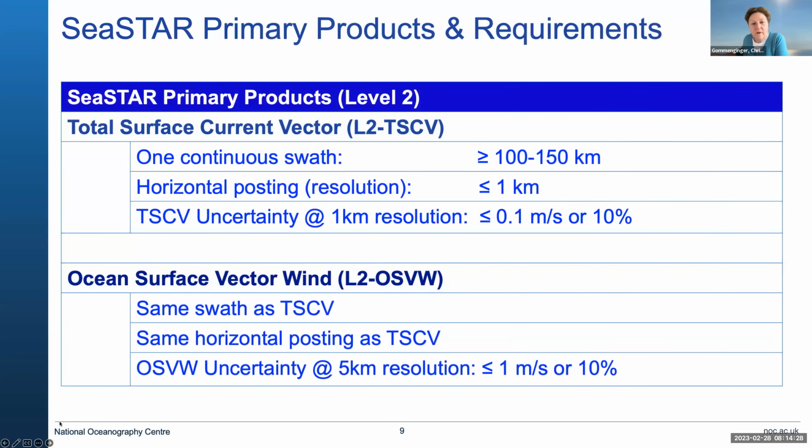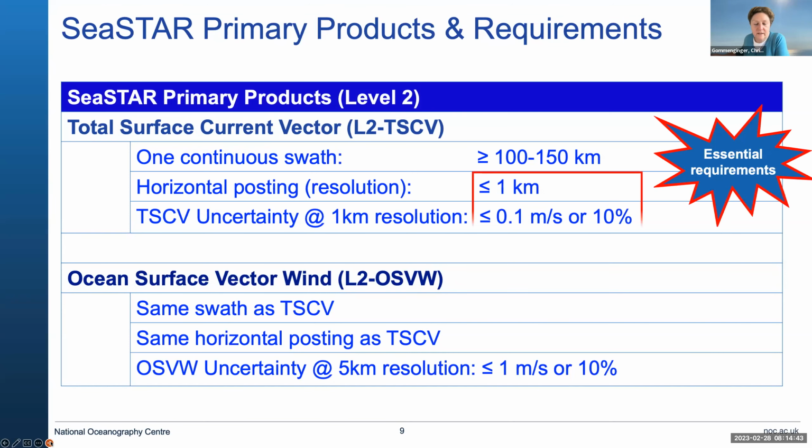The products that derive from this are, as I already mentioned, the current vectors and the surface winds. So we are aiming to get data over one continuous swath of at least 100 kilometers. And the key requirement there for us is this insistence on the 1 kilometer resolution, or indeed finer, which we know is something that we really need to achieve with this mission. And the uncertainty at 1 kilometer resolution should be better than 0.1 beat per second, or 10%.